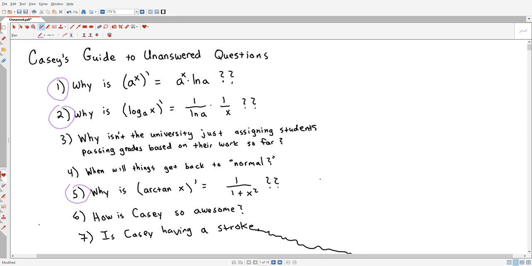And in fact, the order that we're actually going to do this in, we're actually going to answer question 1 last. Why is the derivative of an exponential function, a to the x, this really cool formula? The way we're actually going to answer this one last is we're really going to focus on e to the x, and we're really going to do this kind of visually.